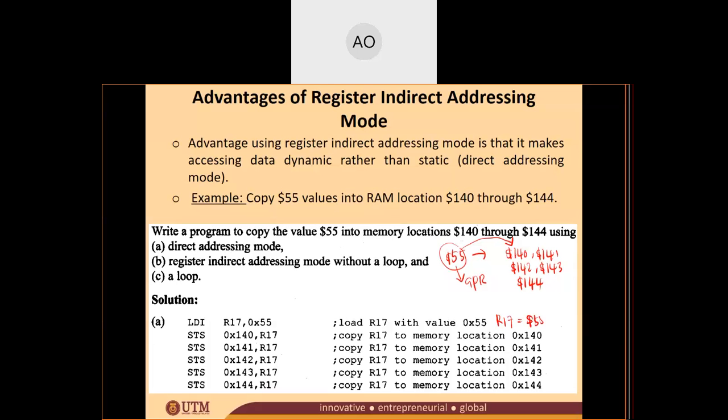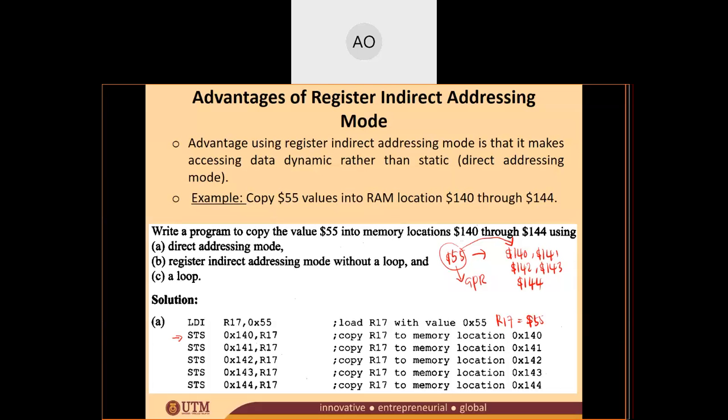Okay, after you put this value inside of your GPR, then after that you can send it out to these addresses. How to send out this value to these addresses? By using the STS instruction. Okay, STS means store to memory space. STS 0x140 R17 means that now you store the value inside R17, which is 55, to a memory location of 140.